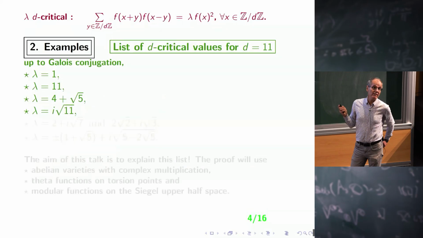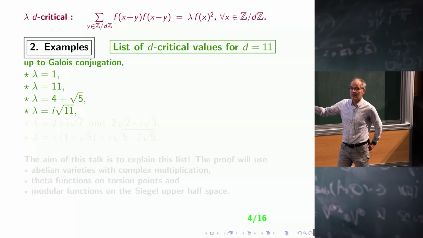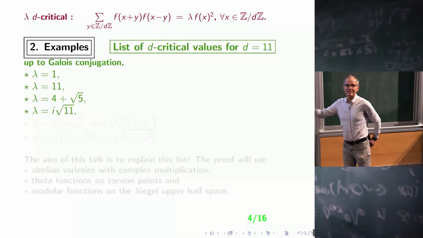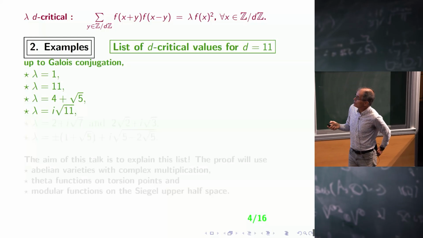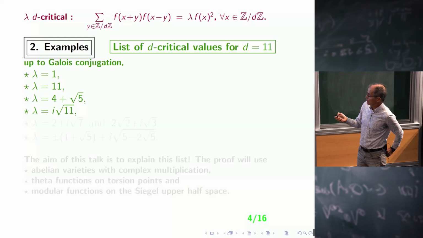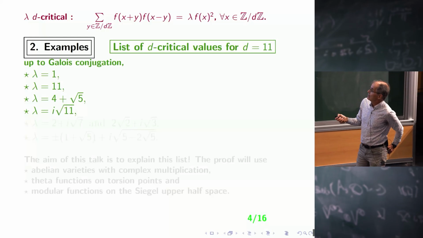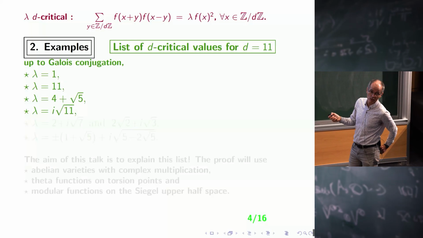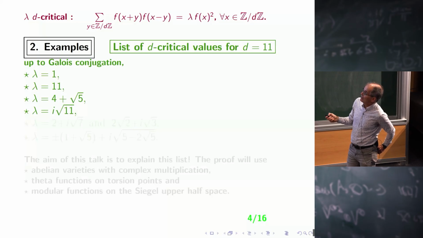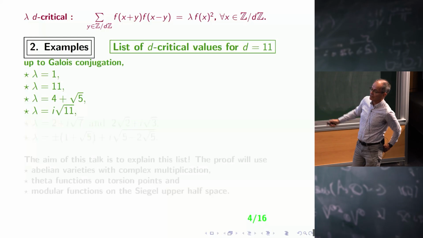Let me show you for d equal 11. The computer is able to give you the list of all the critical values for 11, 13, 15, 17, 19. But for 11, let me show you what the list is. You get the ones we have already seen: 1 corresponding to the Dirac mass, 11 corresponding to the constant function, 4 plus square root of 5 corresponding to functions which are constant outside 0, and i square root of 11 corresponding to the Gaussian function.